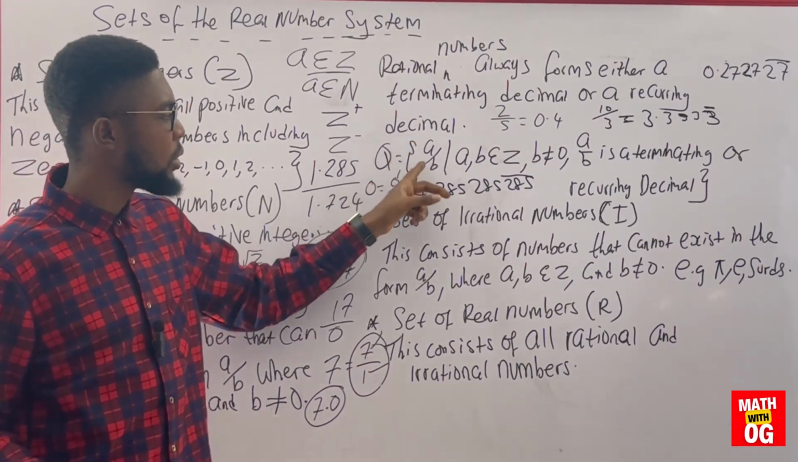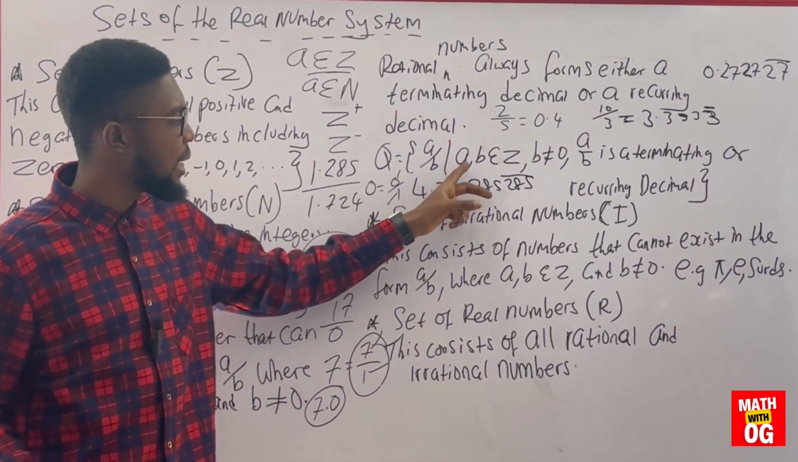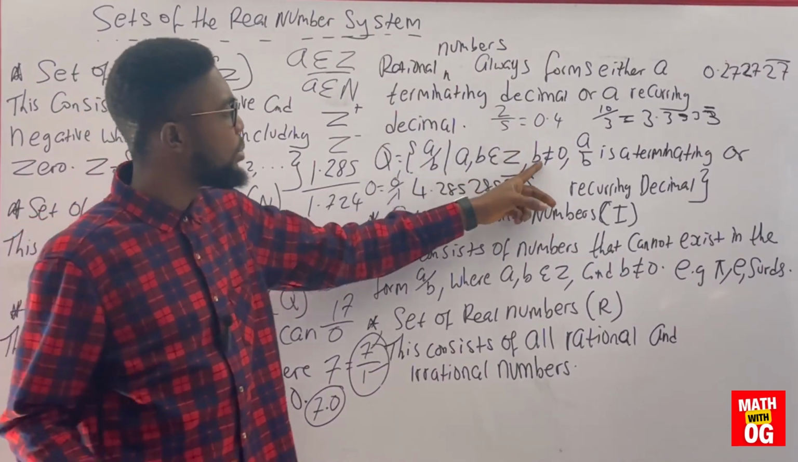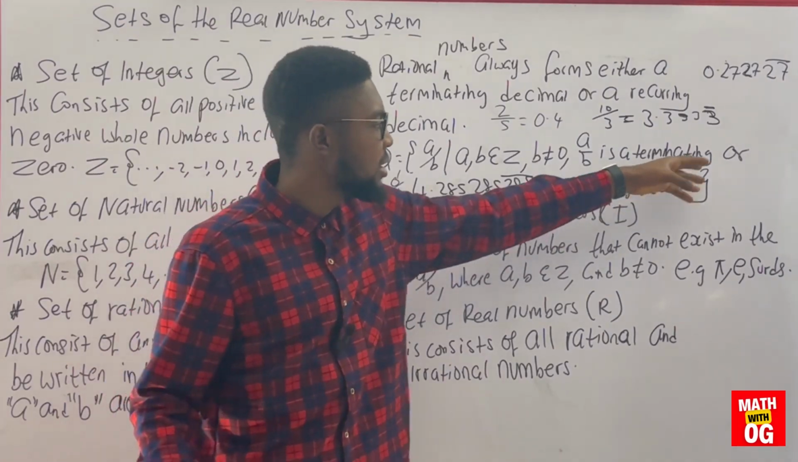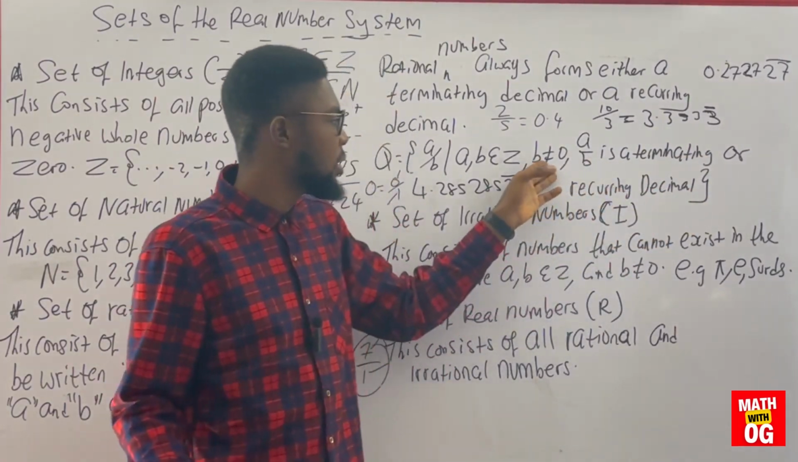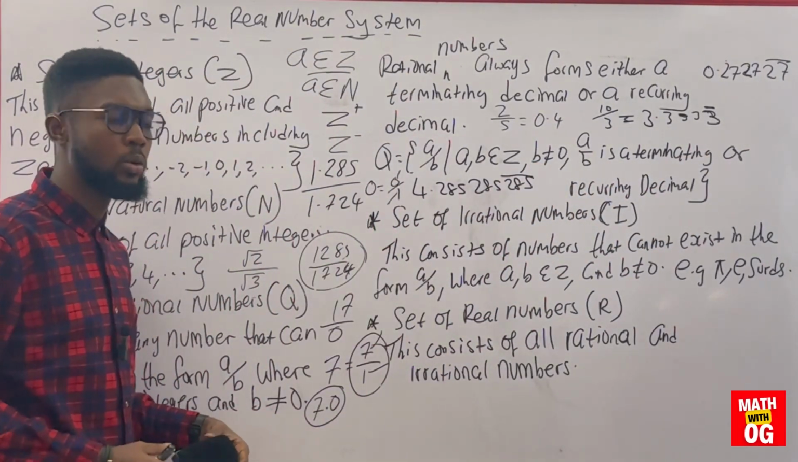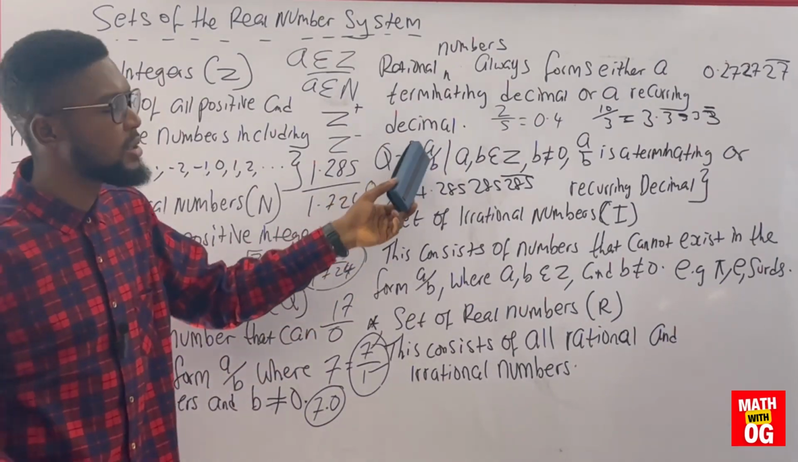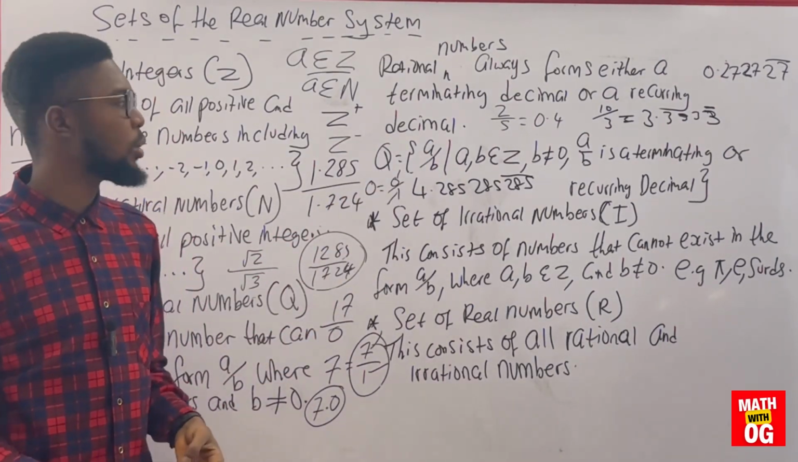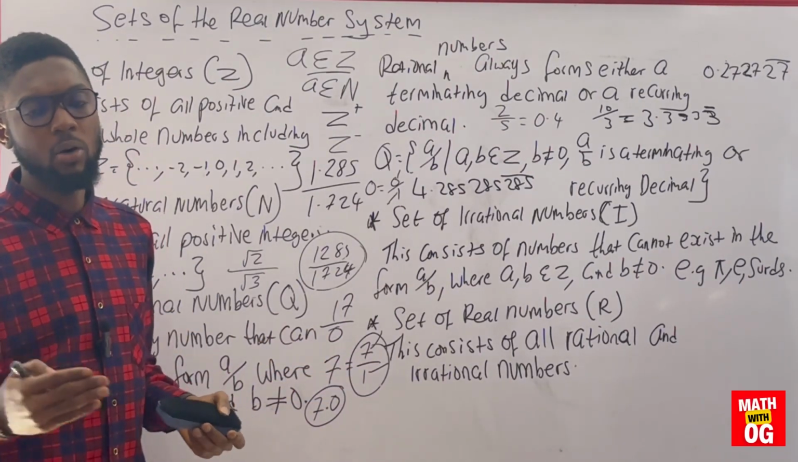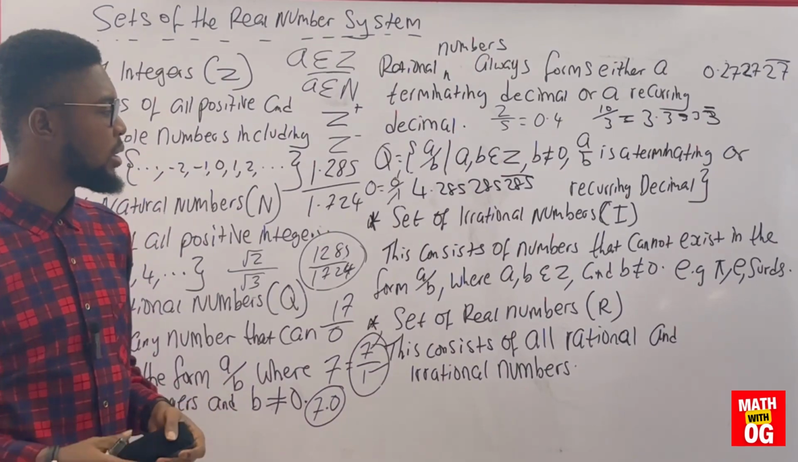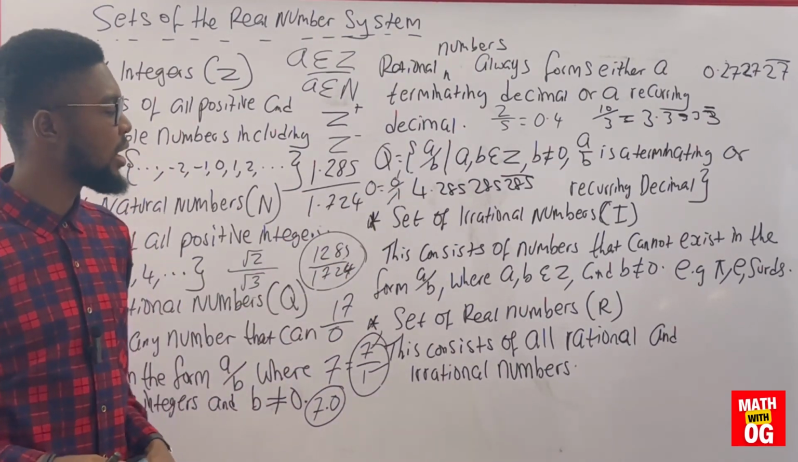rational numbers is equal to a over b, such that a and b are integers and b cannot be equal to 0. Also, a over b is a terminating or recurring decimal. So that's how you write this using the rule method. You cannot represent this in roster method. It's not possible, because the rational numbers are scattered. They are not sequential, or they don't follow each other sequentially. So you cannot write this using the roster method.